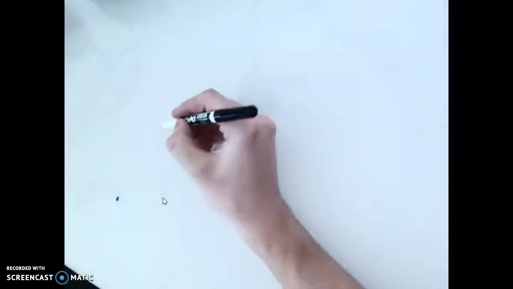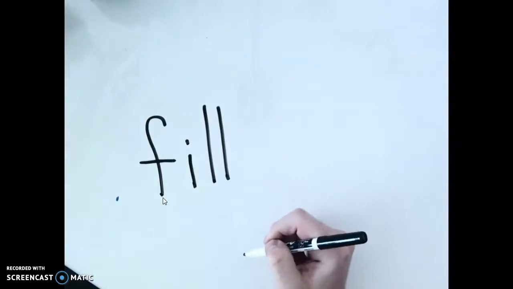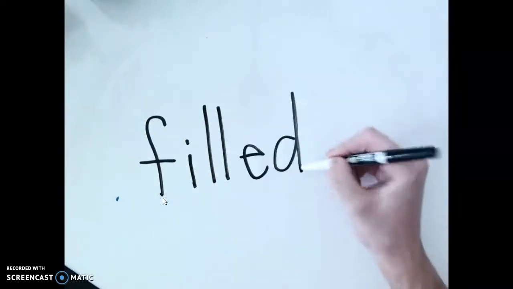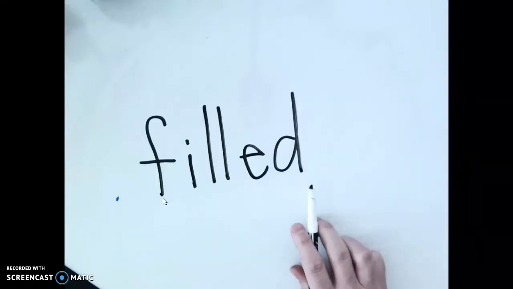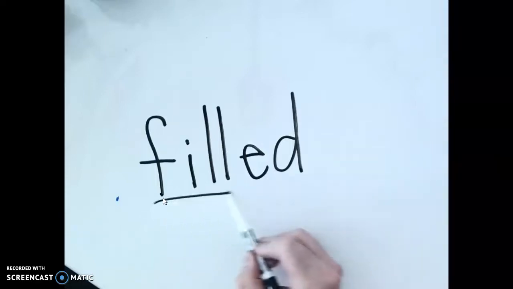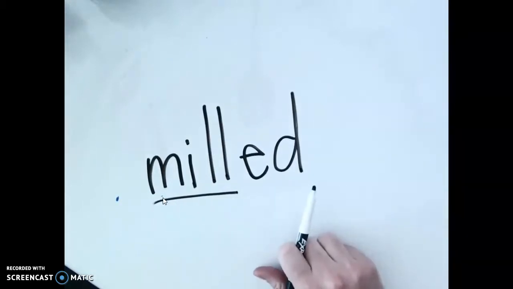Let's do the word filled. So I hear the base word fill, fill, F-I-L-L. Remember, we need that double L. To make the word filled, we're going to add ed. Now we have the word filled. What word do we have? Filled. If I change the beginning sound to m, now what word do we have? Milled.